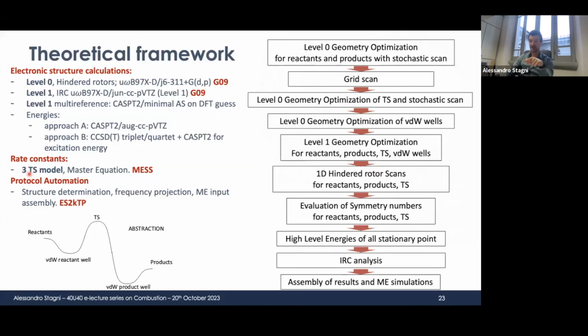And to determine finally the rate constant, we used the so-called three transition state model, and we determined the van der Waals reactants and product wells, and then we solved the master equation to obtain the final value of the rate constant.